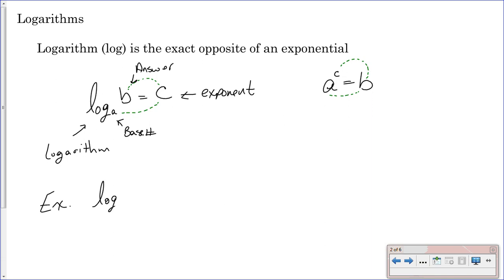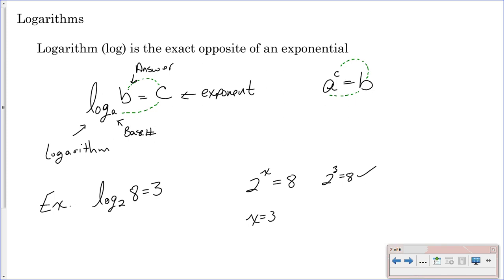Log base 2 of 8. So what is the log base 2 of 8? Basically what this is asking is 2 to what power equals 8? So 2 raised to what power is 8? Well, you should know that x would be 3 because 2 cubed equals 8. So the correct answer for log base 2 of 8 would equal 3. Over here, you could write it as 2 cubed equals 8.